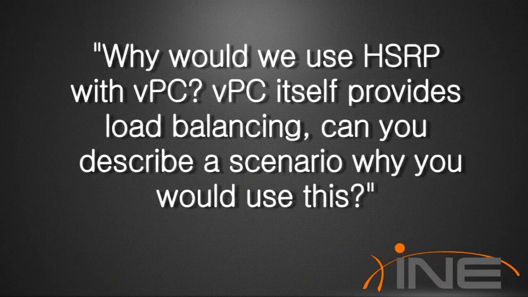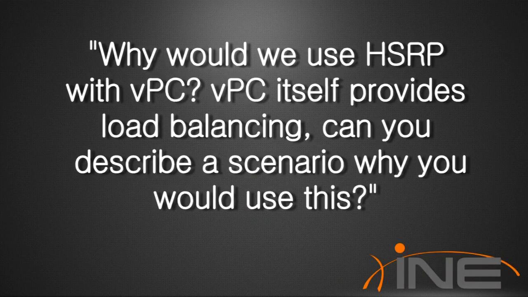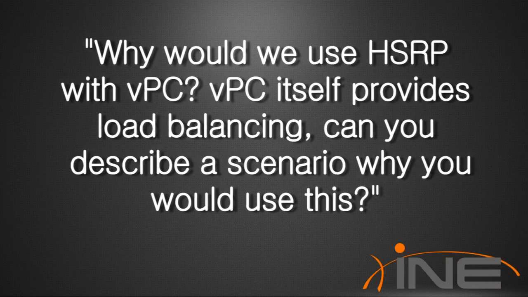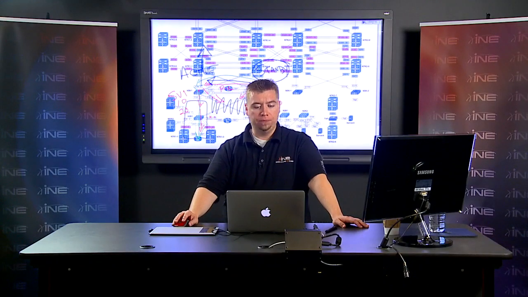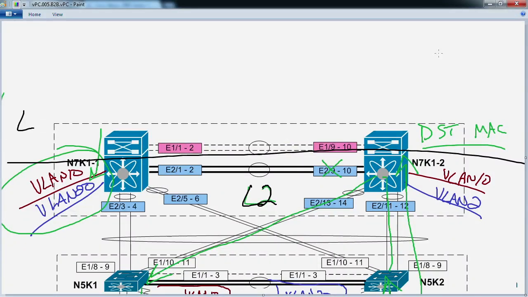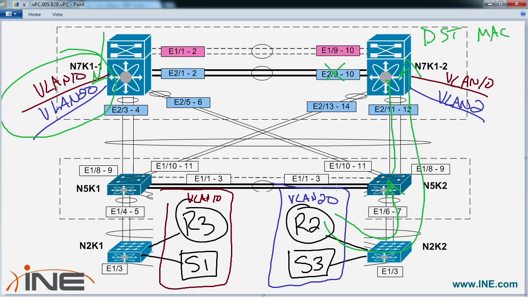There's a question, why would we use HSRP with VPCs? VPC itself provides load balancing. Can you describe a scenario why you would use this? For the end users actually trying to route to the applications that are in the actual DC. So let's say here, like these end servers. If server 1 down here is a web server, ideally we would have more than one, but let's say this is our web server.